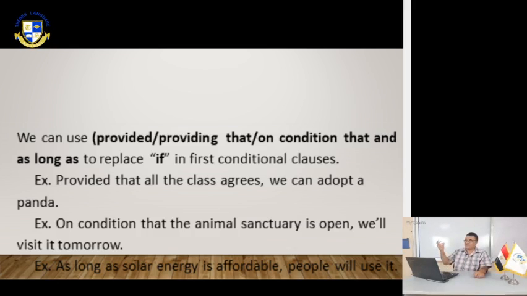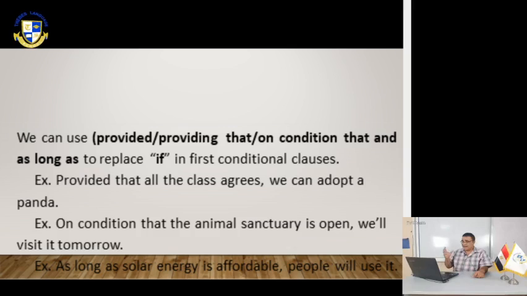We can say, for example, I'll lend you my camera as long as you don't lose it. As long as here is a replacement of if, an alternative to if. Provided that all the class agrees, we can adopt a panda. Provided that all the class agrees. It means if all the class agrees. So provided or providing the same. Provided that or providing that could be used instead of if. They are alternatives to if.